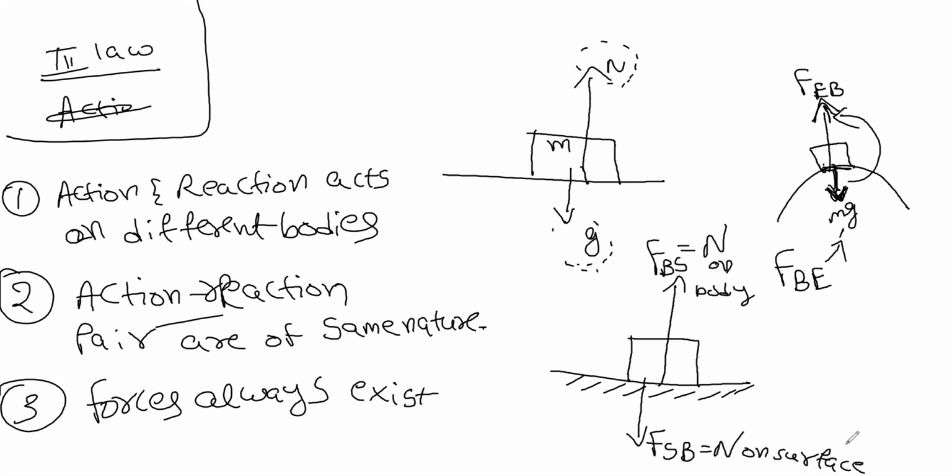So this is the first rule. Action and reaction act on different bodies. So for this action, this is the reaction. The action is acting on the body, and the reaction is acting on the surface. This is the action-reaction pair.